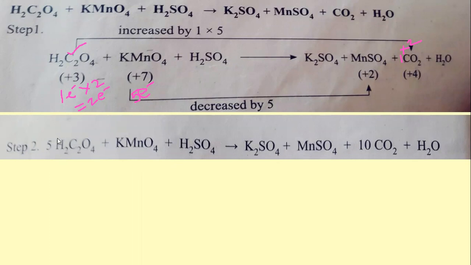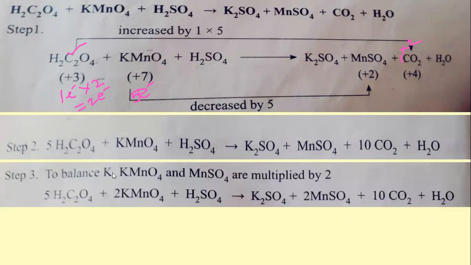Here in the product side, 5 into 2, 10 hydrogen. And here 2 hydrogen. So that we have to keep because always hydrogen and oxygen we have to concentrate on in the last step. So now we check for this carbon. Okay, so here 5 into 2, 10 carbon, whereas here only 1 carbon. So I have multiplied it with 10. So both the side carbon gets balanced.